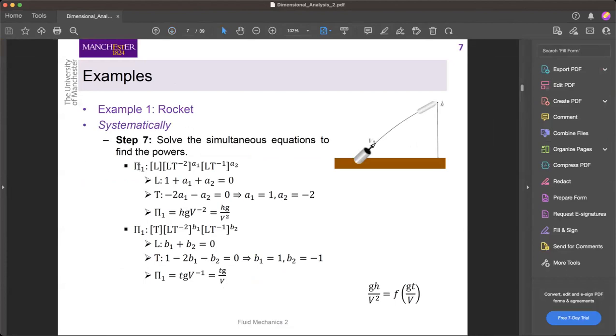Then for pi 1, you substitute the dimensions, then you sum up the powers. So the length here is to the power 1, here to the power A1, here to the power A2: 1 plus A1 plus A2 equal to zero. Time is raised to the power minus 2A1, here minus A2: minus 2A1 minus A2 equal to 0. So you obtain pi 1 as this quantity. Pi 2, here there is a typo, you play the same game and you obtain this.